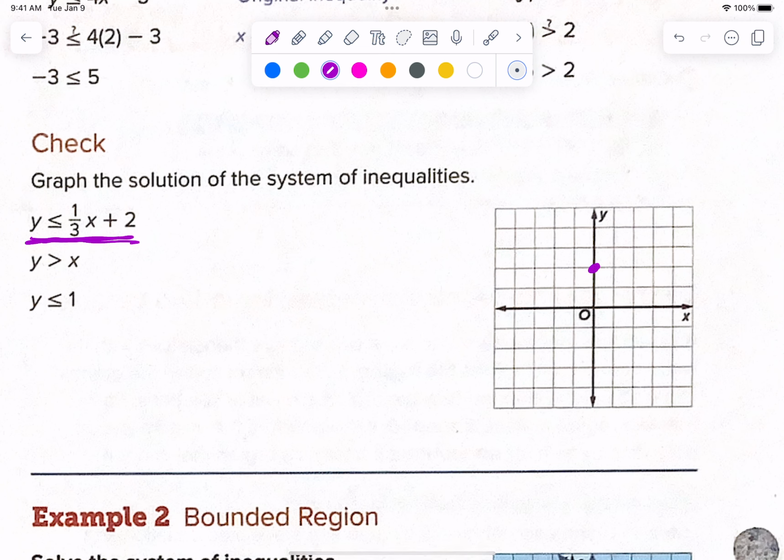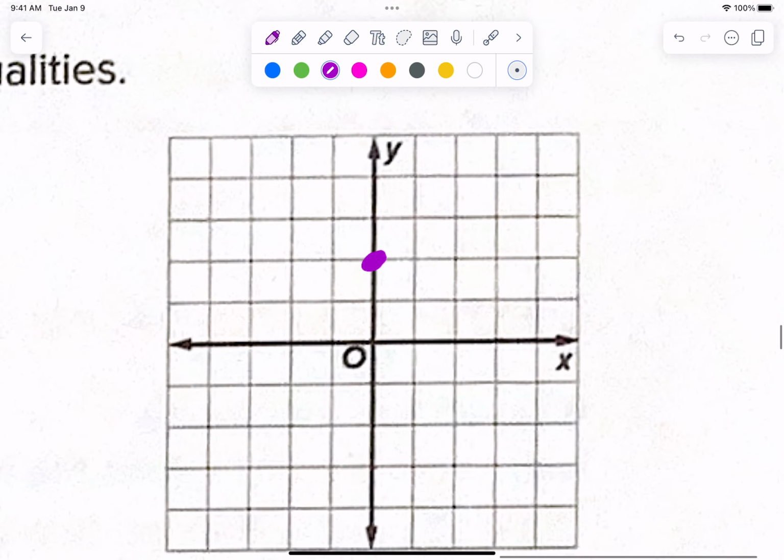Start at 2, positive 2 right there. So put a dot on positive 2. And then the slope tells me 1 over 3. Up 1 over 3. Up 1 to the right 3? Yep. Because then he's going to go like this way, right?